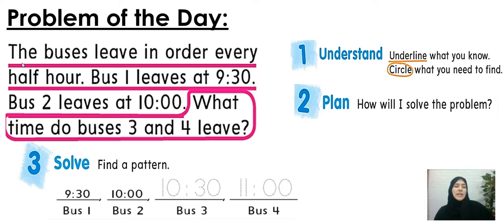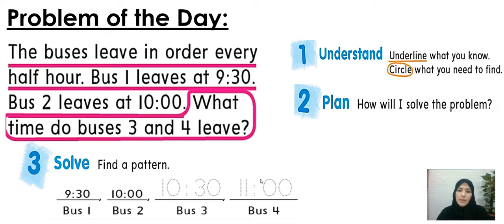We underline what you know and circle what you need to find. So let's see. First, it says, the buses leave in order every half hour. Bus 1 leaves at 9:30 or half past 9. Bus 2 leaves at 10. What time do buses 3 and 4 leave? So, step 1, understand. We underline already what you know. This is the information we have. And we circled what we need to find. We need to find out what time do buses 3 and 4 leave.